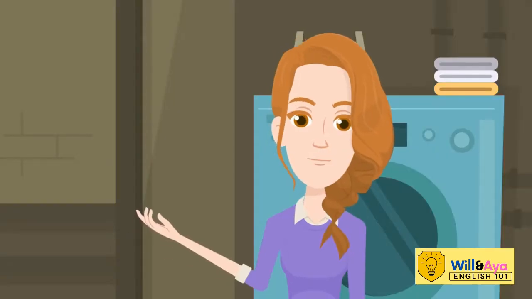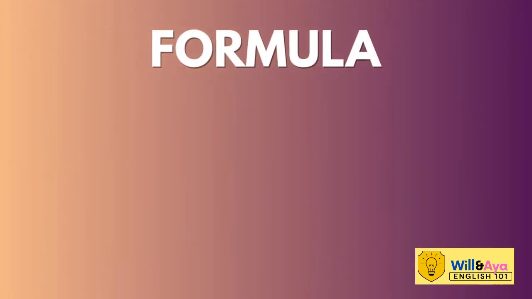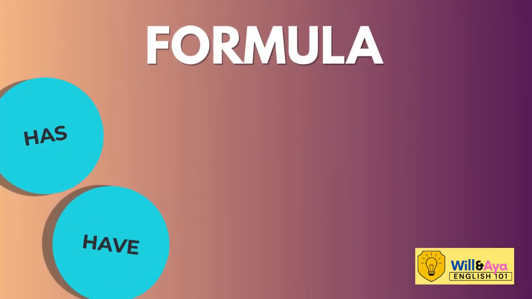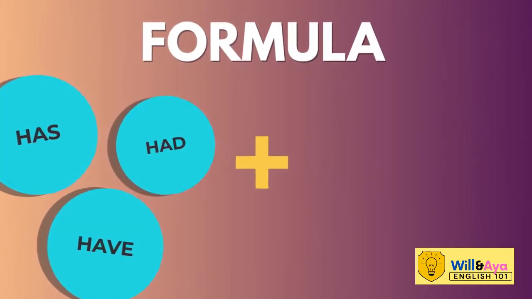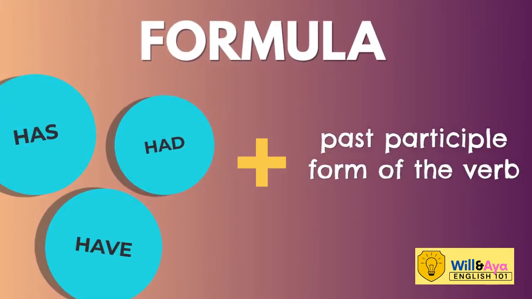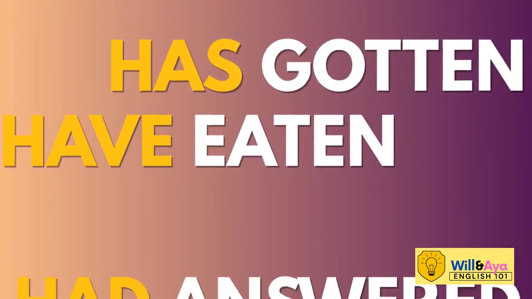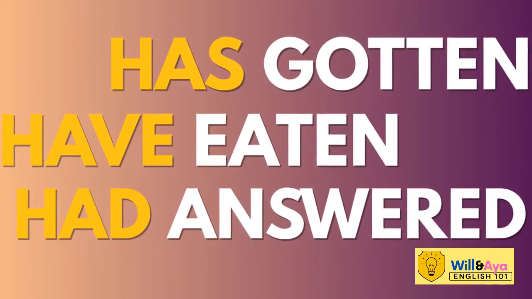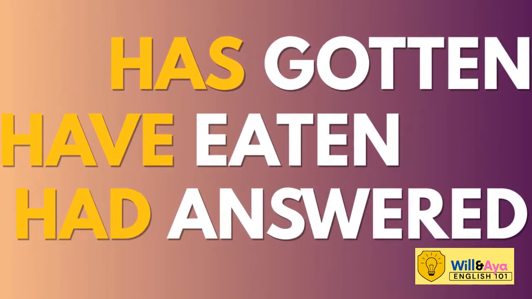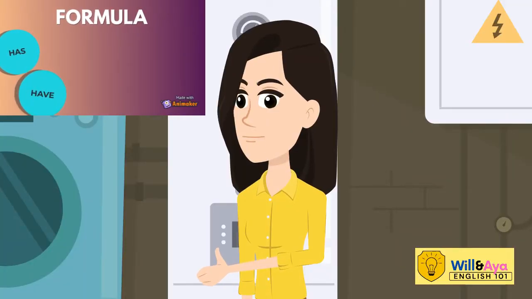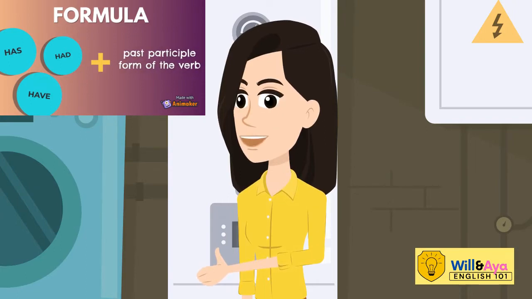Follow the formula. Has, have, had, plus past participle form of the verb. As in, has gotten, has eaten, or had answered. That's right. Has, have, or had plus past participle of the verb.